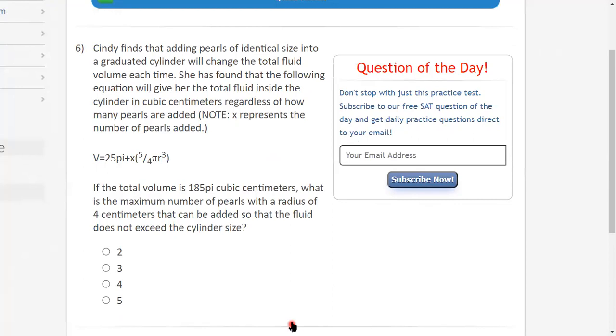Cindy finds that adding pearls of identical size into a graduated cylinder will change the total fluid volume each time. She has found the following equation will give her the total fluid inside the cylinder in cubic centimeters, regardless of how many pearls are added. Note, X represents the number of pearls added. If the total volume is 185 pi cubic centimeters, what is the maximum number of pearls with a radius of 4 centimeters that can be added to the fluid so that it does not exceed the cylinder size?